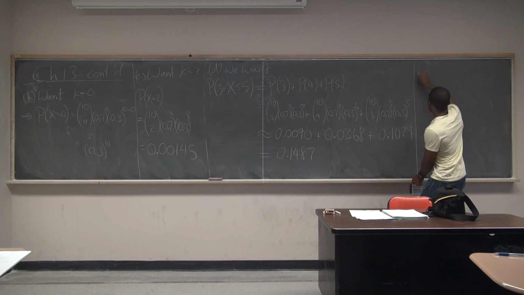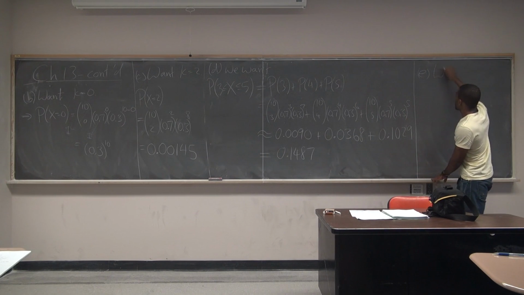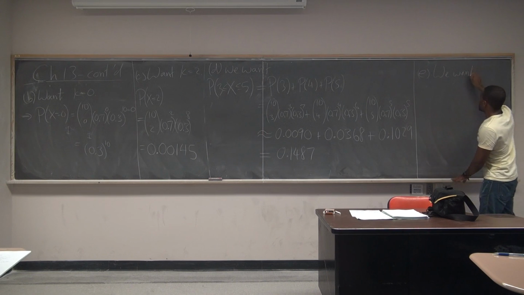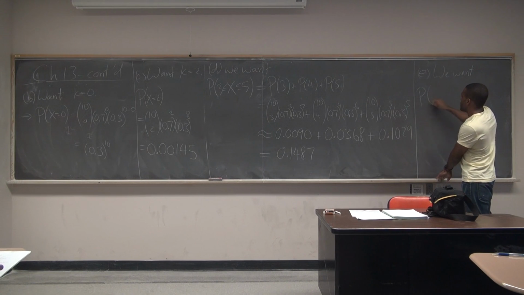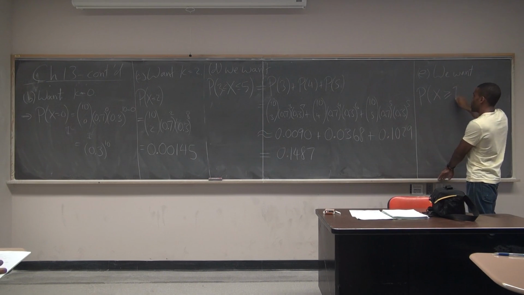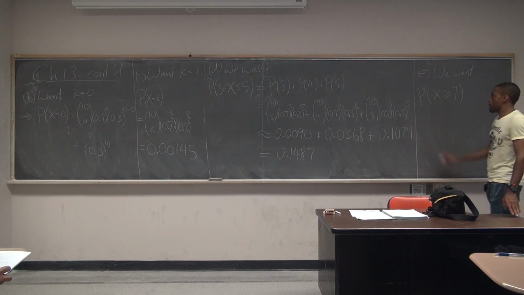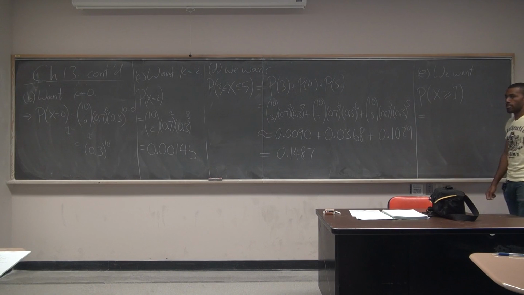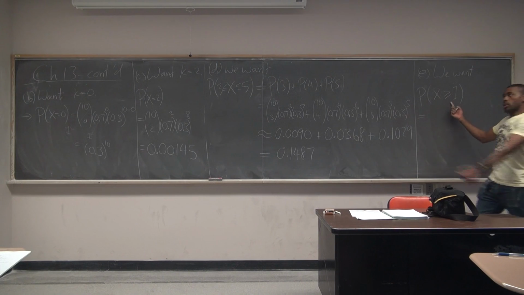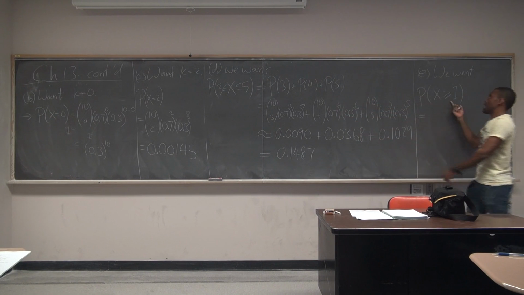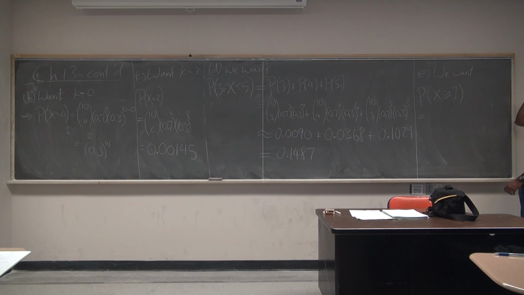E, at least 1. We basically want here the probability that x is greater than or equal to 1. That's what at least 1 means. So what do we do here? Can we just do the probability less than 1? Right. So again, if we go by this strategy, we'd have to add all the ones from 1 all the way up to 10.